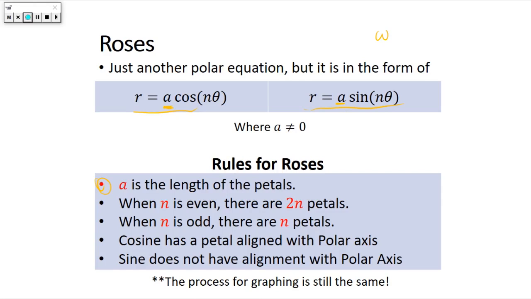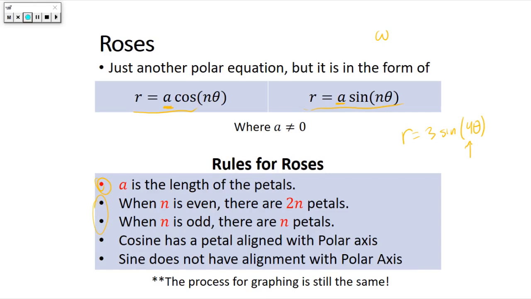The other thing here is primarily this. If n is even, then there are 2n petals. So for example, let's say we had r equals 3 times the sine of 4 theta. Well, this n is even, and so on this rose there would be 8 petals.